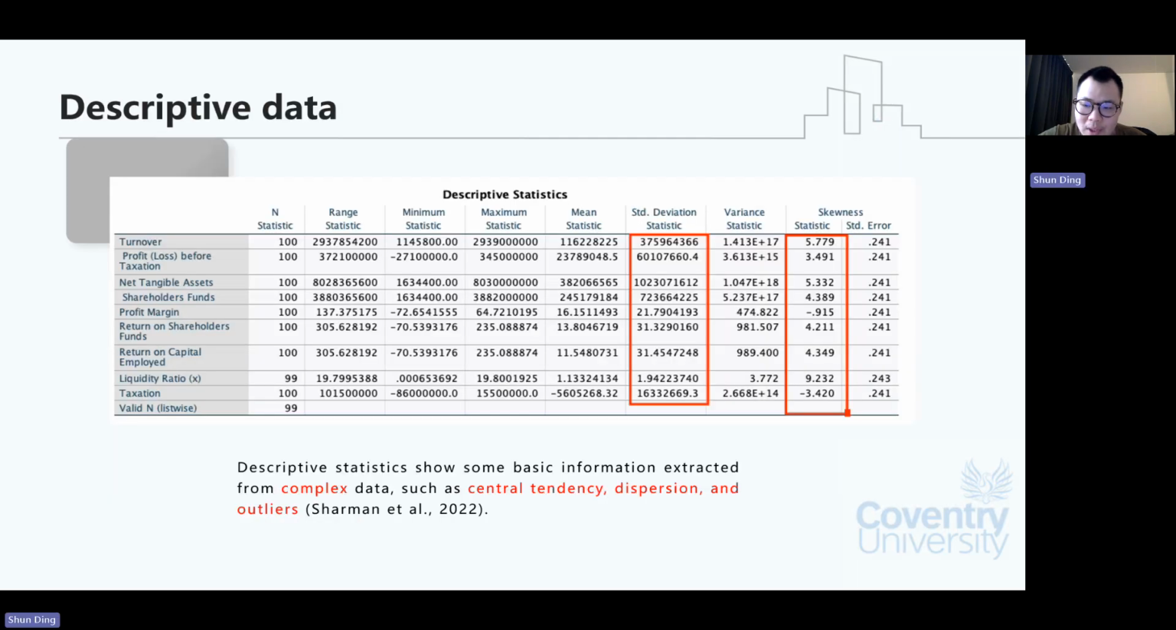For the IQR value, the length of the box represents the IQR. IQR reflects the dispersion of data distribution. The larger the IQR, the greater the volatility of the data.